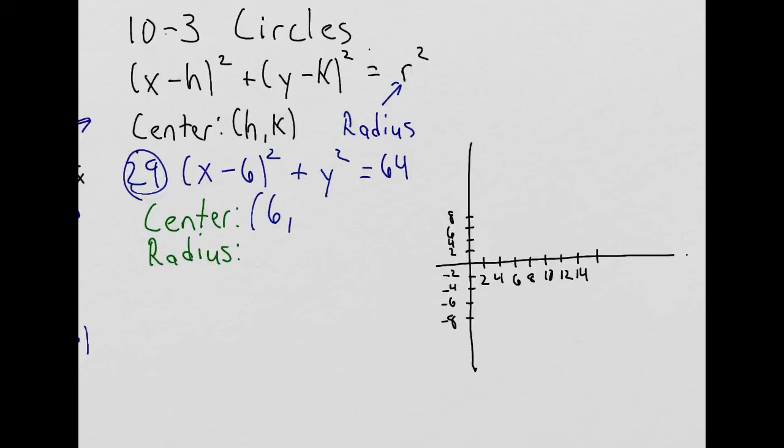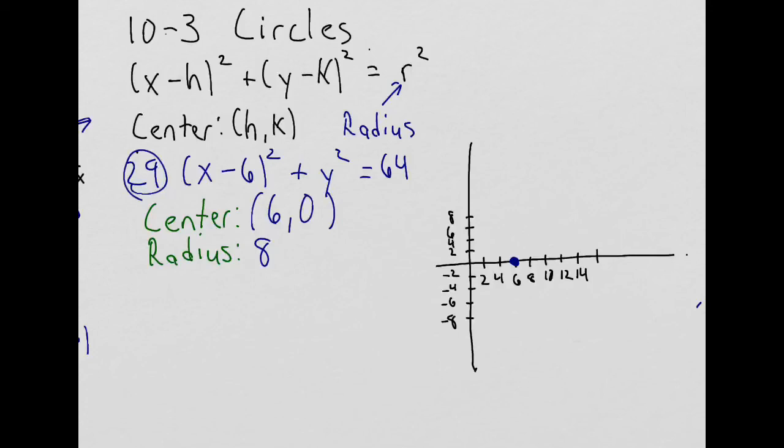Then we look at the y. Well, there's nothing in there. It's just y squared. That means k is 0. So the center of the circle is going to be at (6, 0). If I graph it over here, I'm just going to put the center as a blue dot right there. And now I just need to find the radius of my circle. I see a 64 right here. The radius is not 64 though. Remember, that's r squared, so I just need to take the square root. The square root of 64 is, of course, 8.